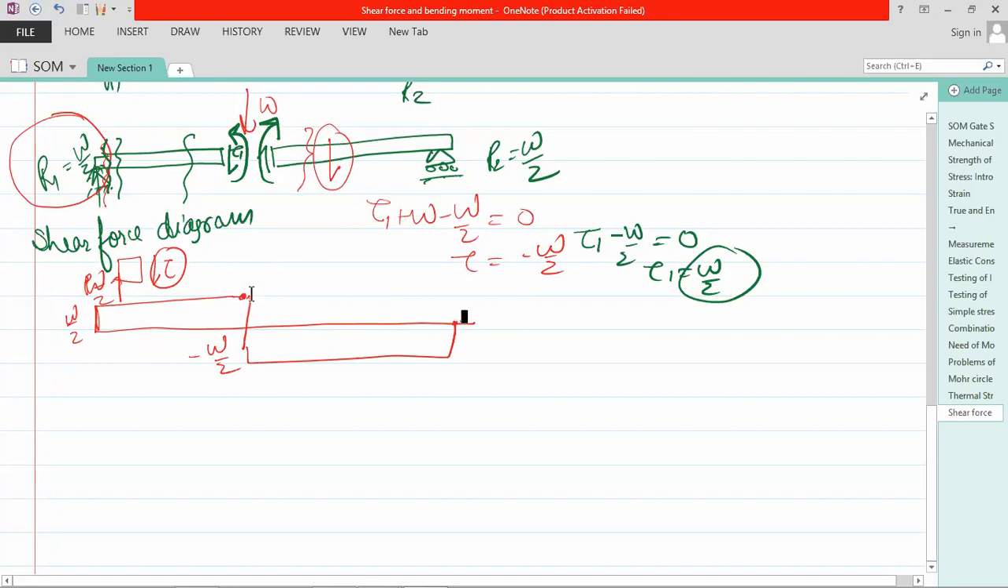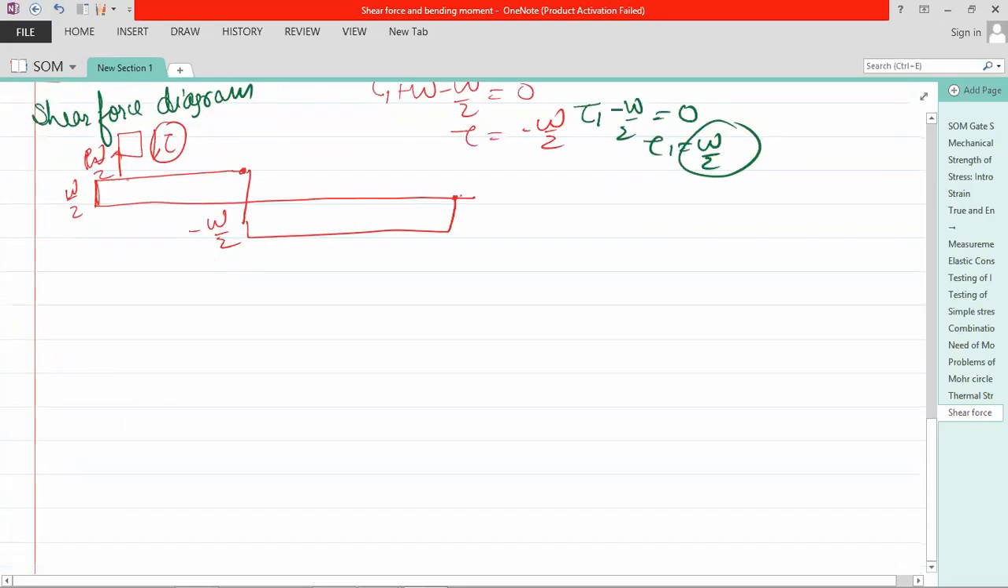Now suppose there is another case. I am taking another case. Suppose you have a beam that is supported at 2 kilonewton here, 4 kilonewton here, and this is 1 meter, this is 1 meter, and this is 0.5 meter.